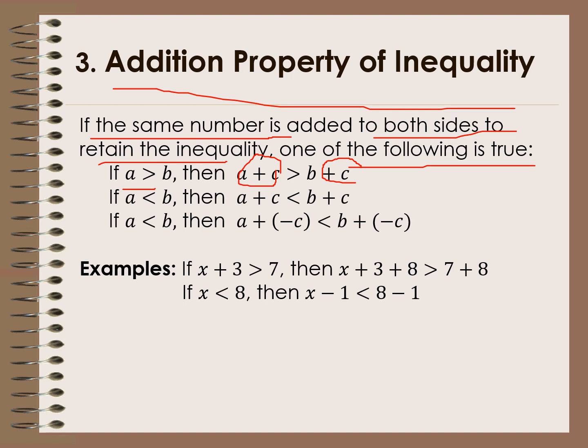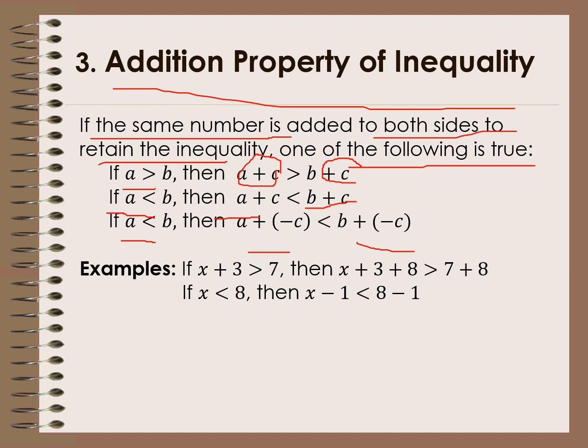In like manner, in addition property of equality, the difference would be just the symbol. Okay? So we use the equality symbol in addition property of equality, but in inequality, we use the inequality symbol, and that is is greater than and is less than. Okay, so if A is less than B, then A plus C is less than B plus C. So if A is less than B, then A plus negative C is less than B plus negative C. Take note, class. Whatever you added to the left, you also add to the right. So the same. So if you add 2 to the left, you also add 2 to the right.